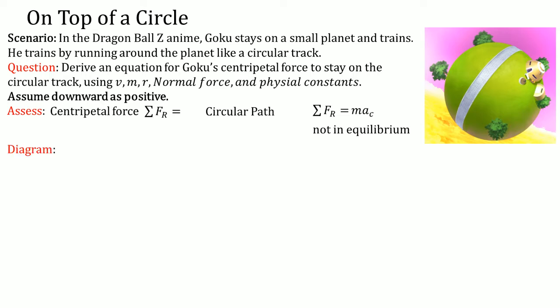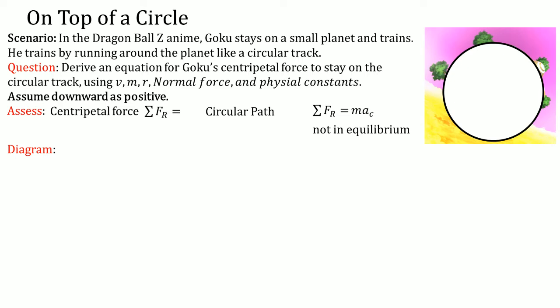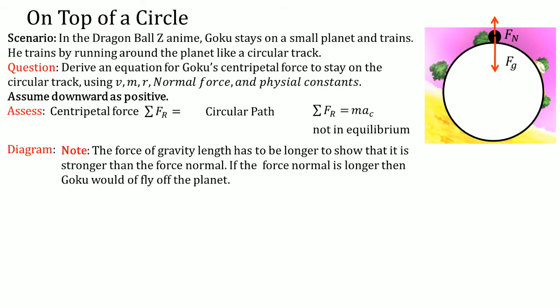Let's do the diagram. We assume this to be a circle for the circular track. There's Goku, which is on top of the circle. There's a force gravity pulling him down and a force normal that is opposite to it. Please note that the force of gravity's length here is longer than the force normal to show that it is stronger than the force normal. If the force normal was longer, then Goku would actually fly off the planet.